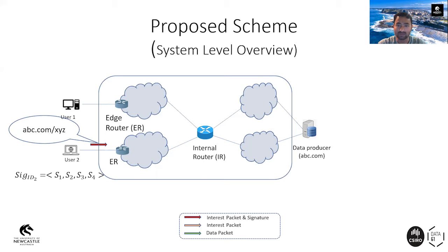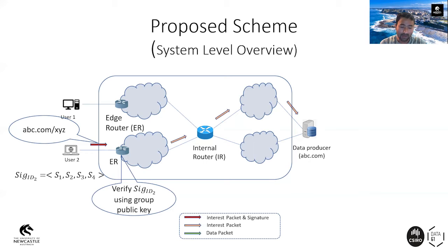Once the edge router receives both the interest packet and the signature, the edge router verifies the signature using the public key of the group, which is publicly available. The edge router then forwards the interest packet if and only if the verification is successful. Note that a successful verification implies that the user is authorized to access the requested content. The other edge routers and internet routers simply forward the interest packet to the data producer side.